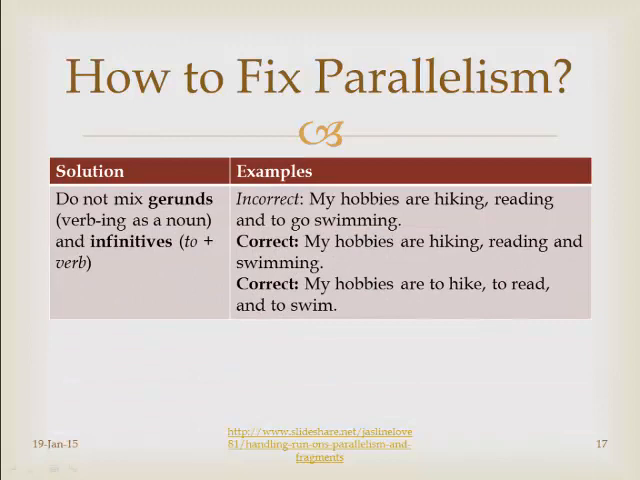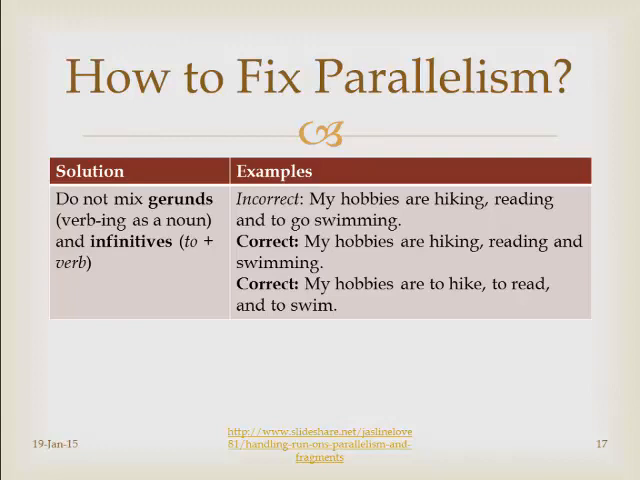Right? How else can we fix parallelism? So one thing is, do not mix gerunds and infinitives. Okay, what do you mean by gerunds? We have verbs with -ing and they function like a noun. For example, I like swimming. So it is verb plus -ing, but it functions like a noun. Okay, so those are gerunds. And infinitives are the word to plus the verb: to go, to walk, to try, to dance. Okay, those are infinitives. So the example here was, my hobbies are hiking, reading, and to go swimming.